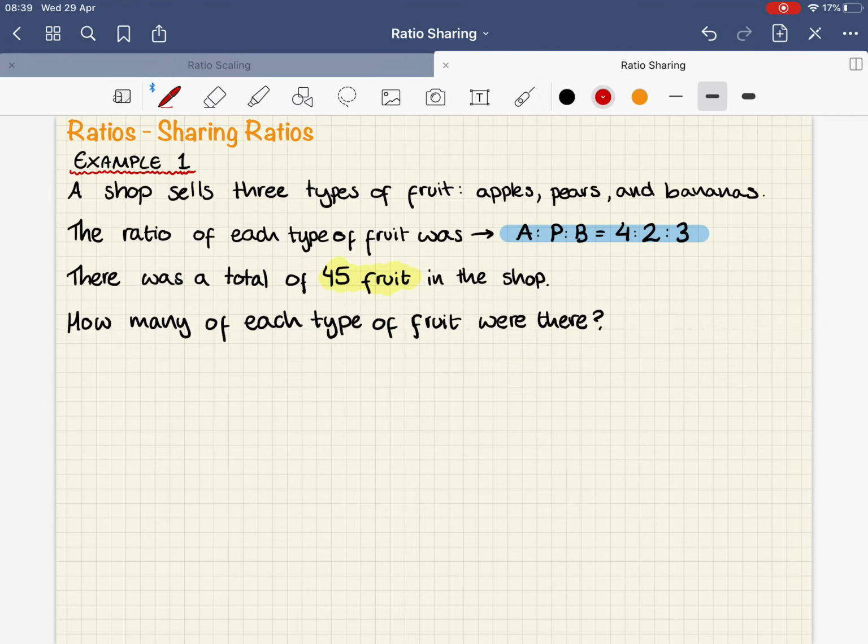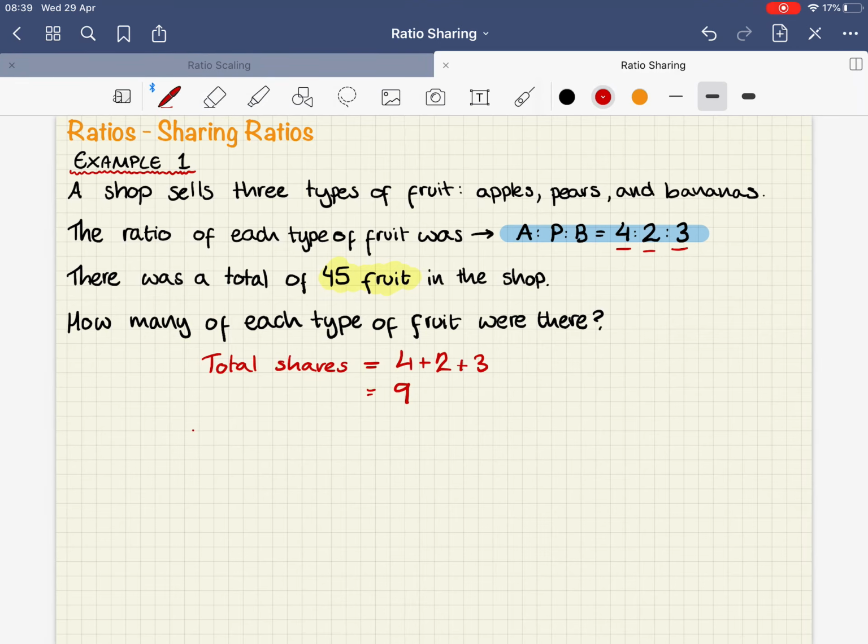So the first thing you always need to do with these sharing ratios, we need to find out what the total shares is. So the total shares, we take our ratio and we add them all together. So our total share here is 9.